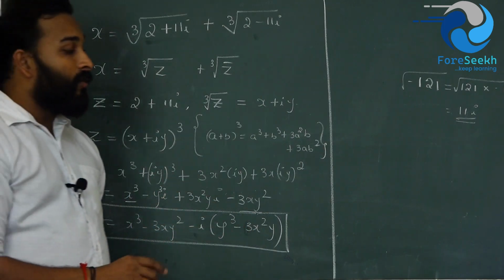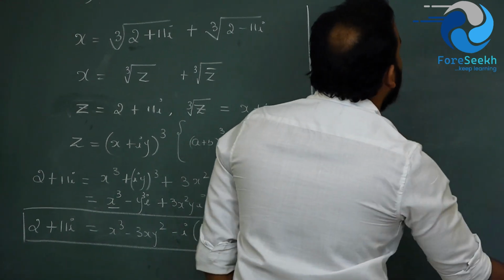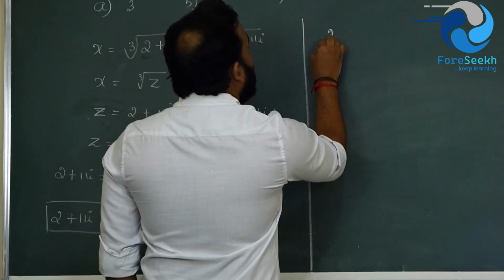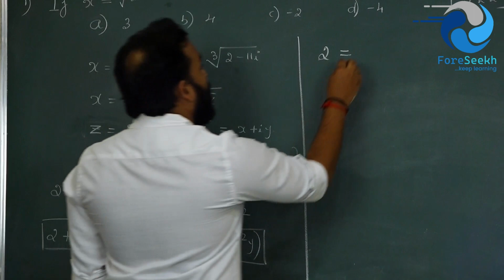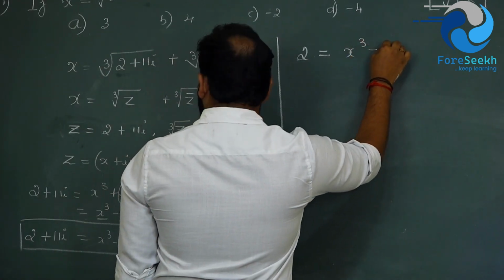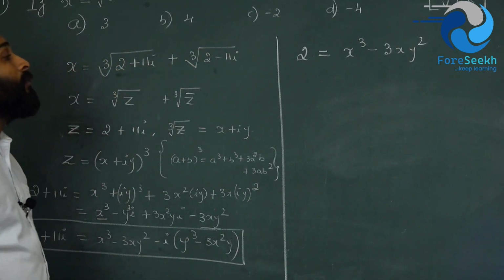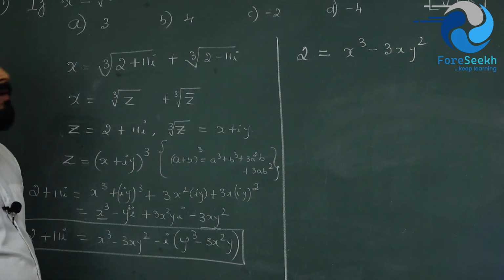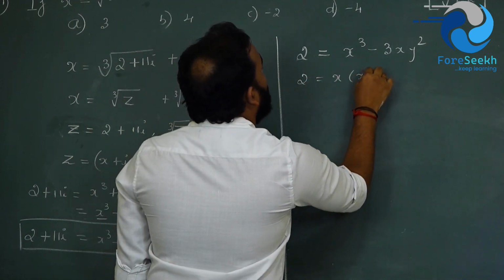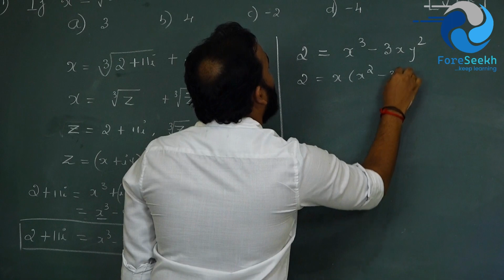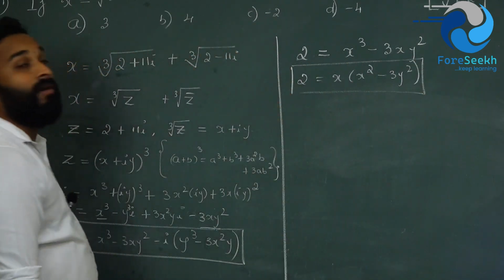Now let us simplify this further, equating the real part of the complex number with the real part. So I can equate my 2 to x cube minus 3xy square. I can further simplify and write this as x into x square minus 3y square. I got the value of x into x square minus 3y square.